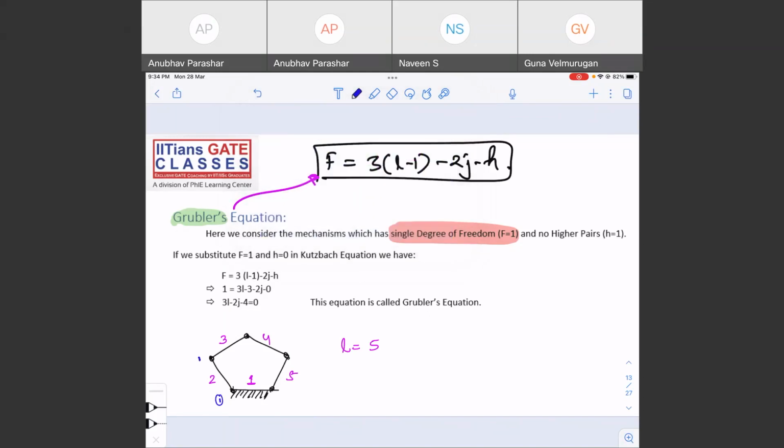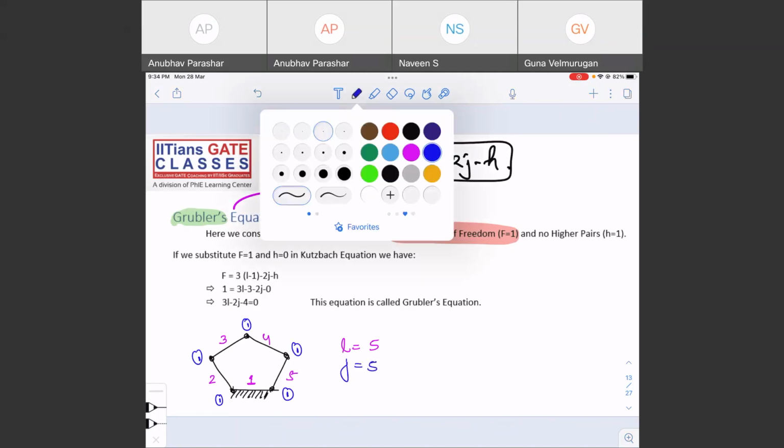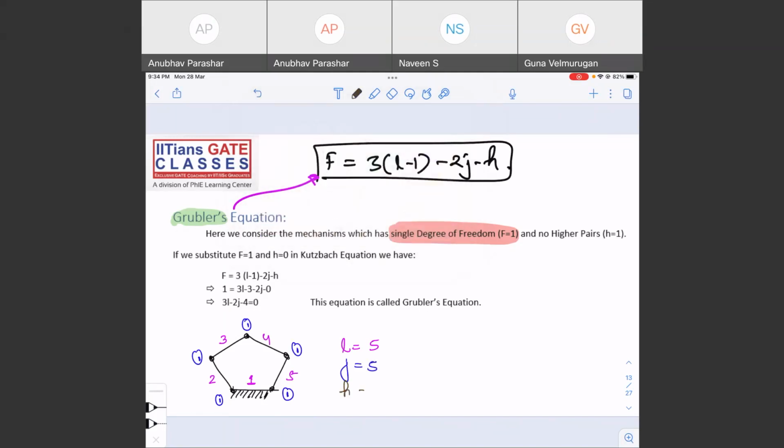How many binary joints? All the joints you can see are turning pairs. 1, 2, 3, 4, 5. So 5 binary joints. Can you see any higher pair here? No higher pair. So degree of freedom F is equal to, very nice, Naveen, right?